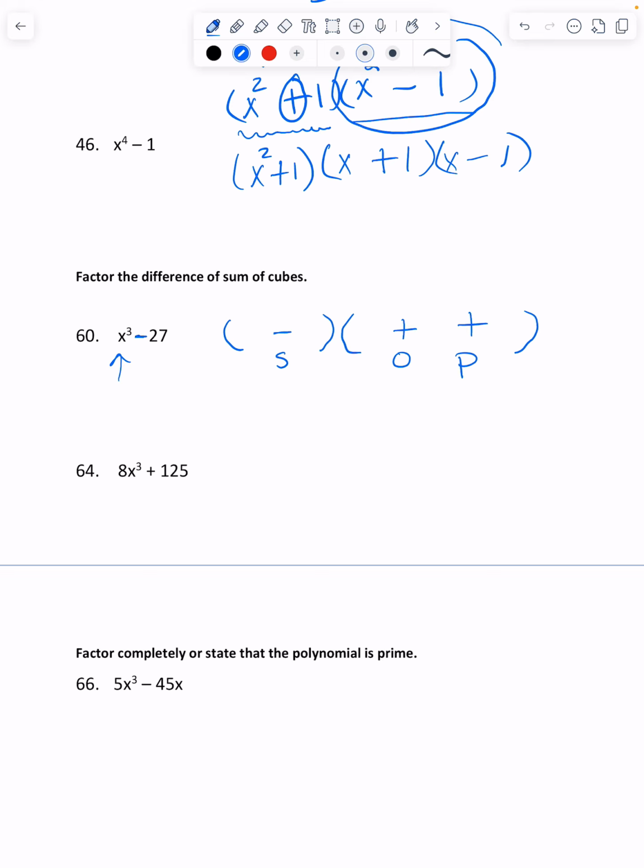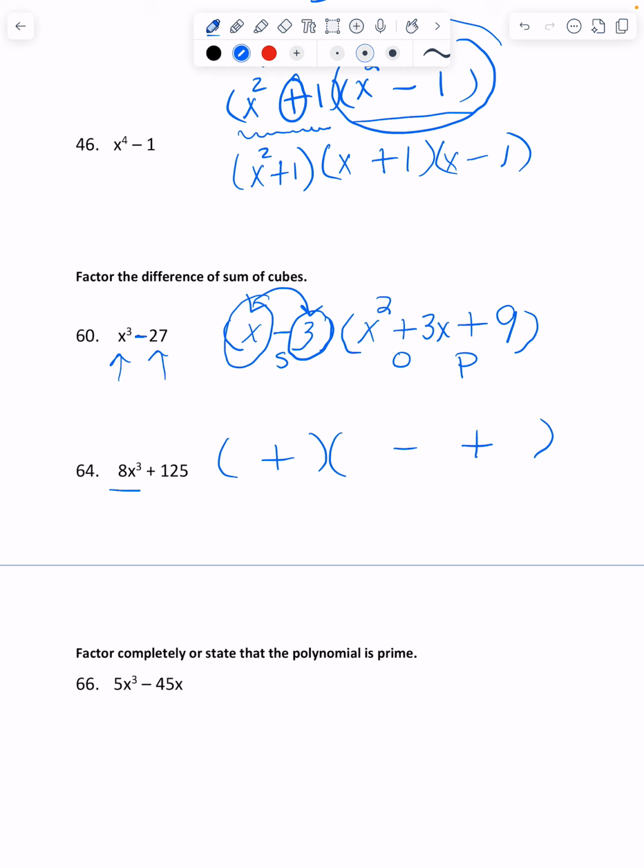What do I cube to get x to the 3rd? X. What do I cube to get 27? 3. Then you square the first term, x squared. Multiply the two terms together, disregarding your sign. You've already put that into place. X times 3, 3x. Square the last term, 9. Sort of like hopscotch. Square it, multiply it together, square it. Let's try another one. This example is a sum of cubes. Binomial, trinomial. Same, opposite, positive.